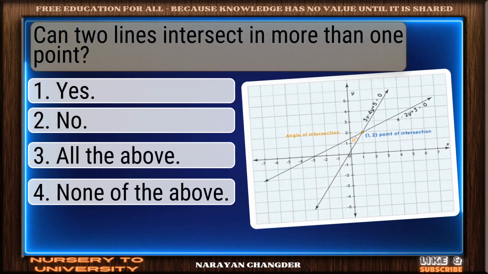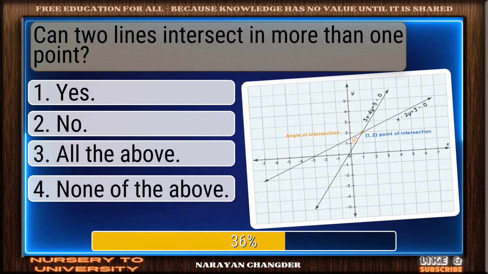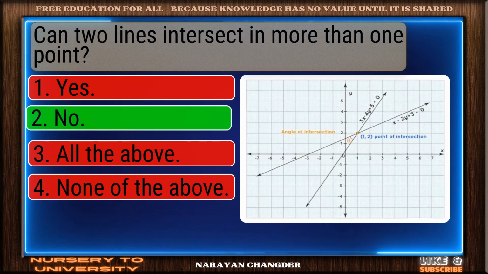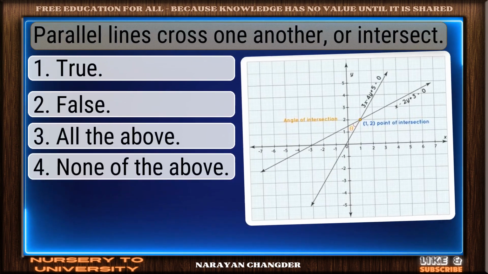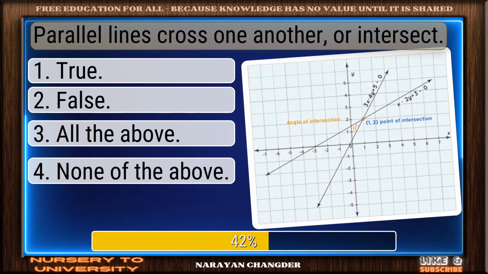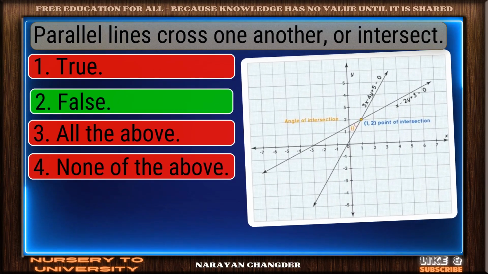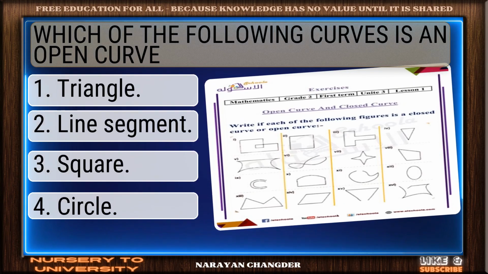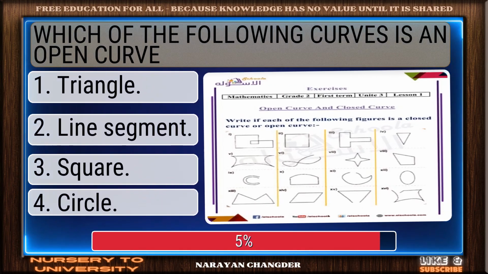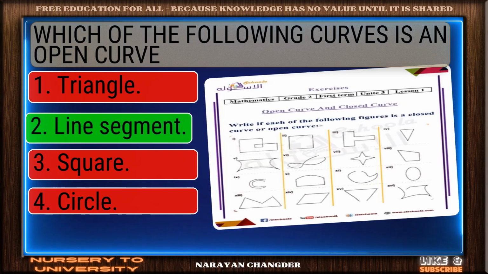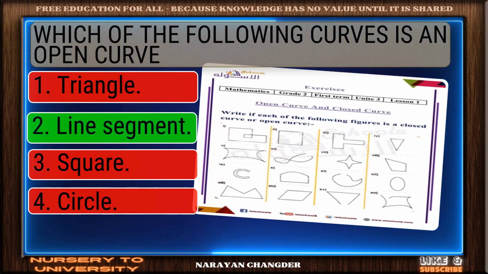Can 2 lines intersect in more than one point? Right choice. No is the best answer. Parallel lines cross one another or intersect. Great job. False is the accurate answer. Which of the following curves is an open curve? Correct. Line segment is the right answer.